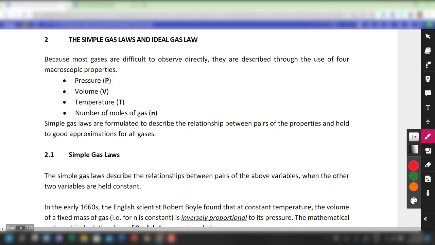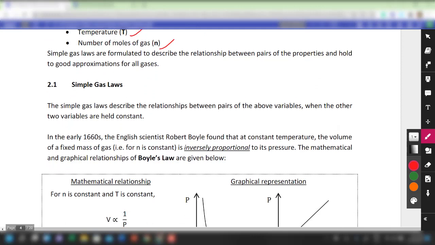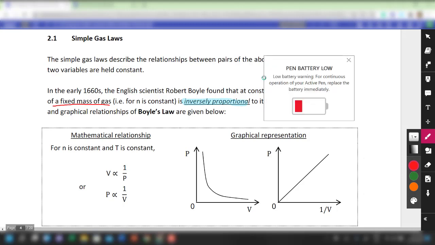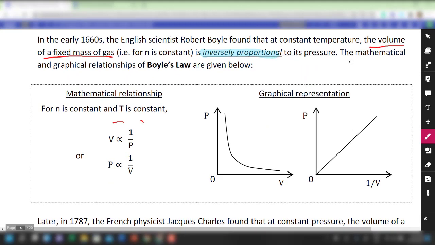So basically we want to relate four macroscopic properties: pressure, volume, temperature, and amount in number of moles. For a simple gas law, for example Boyle's law, which you have learned in secondary school, the volume of a fixed mass of gas is inversely proportional to its pressure. So as volume goes up, pressure goes down.